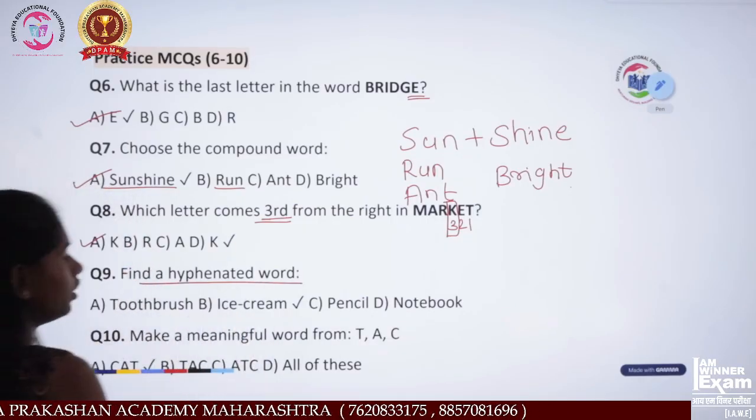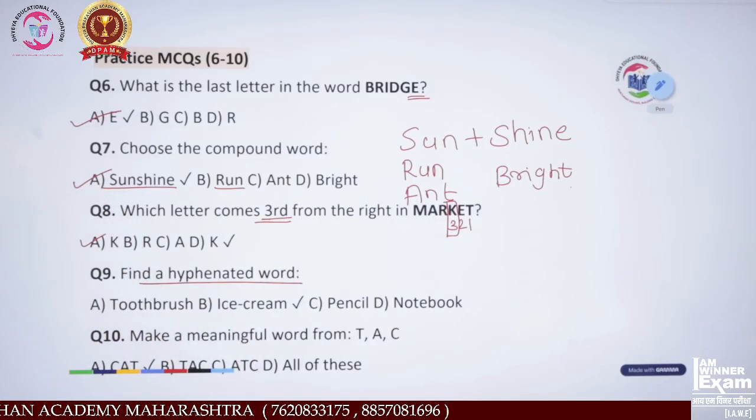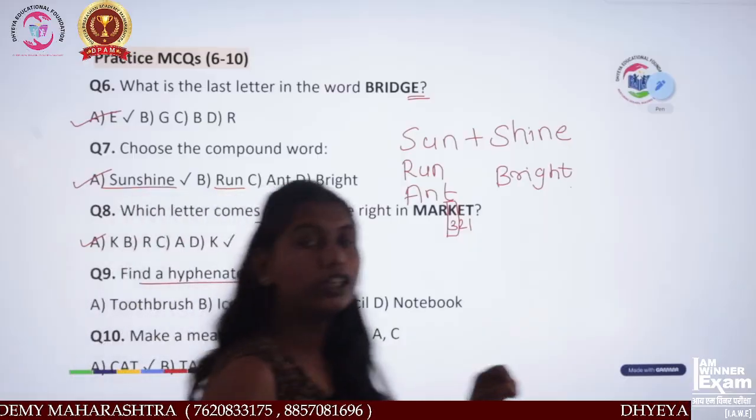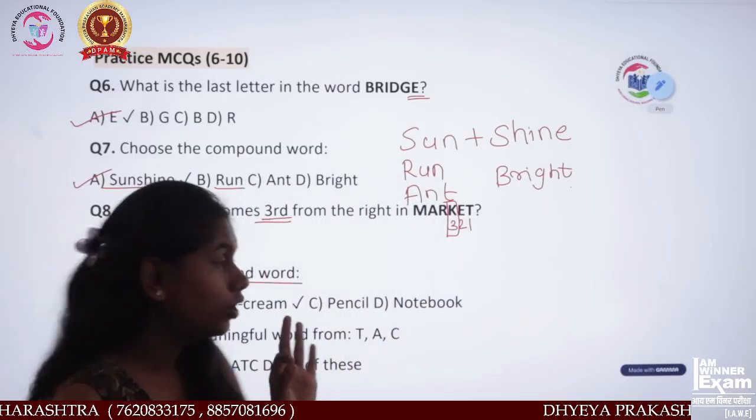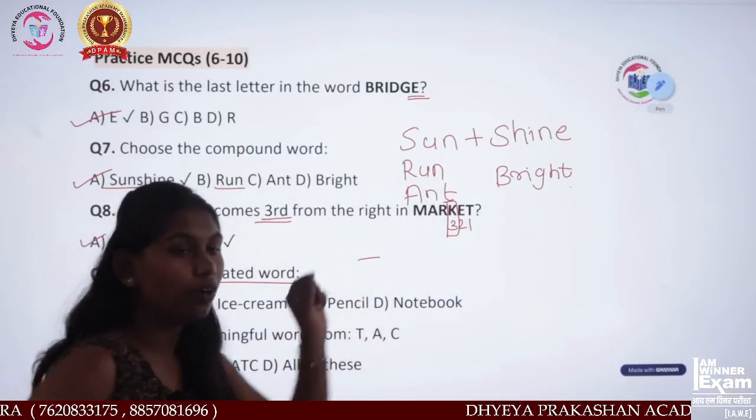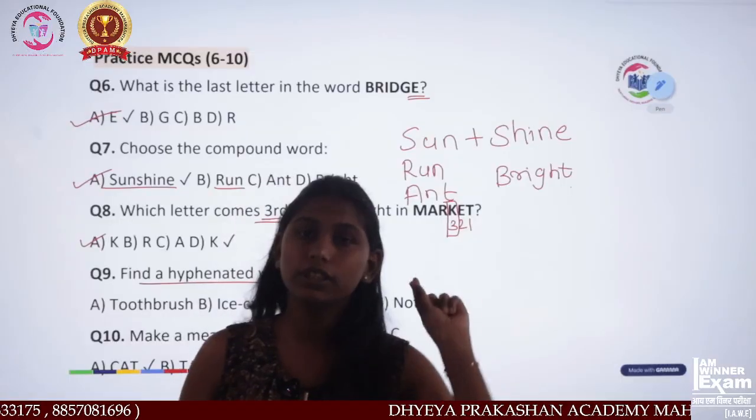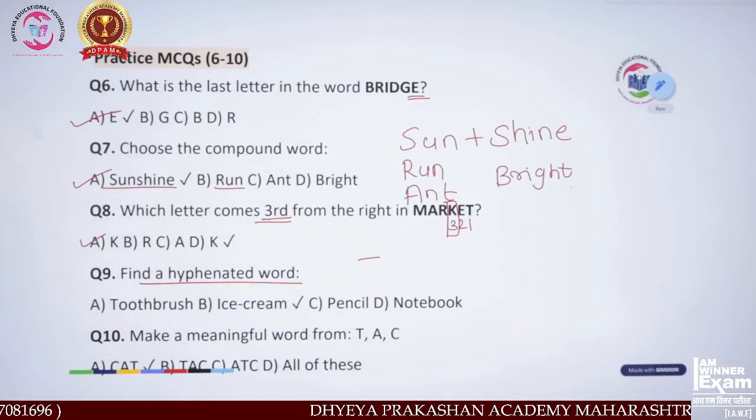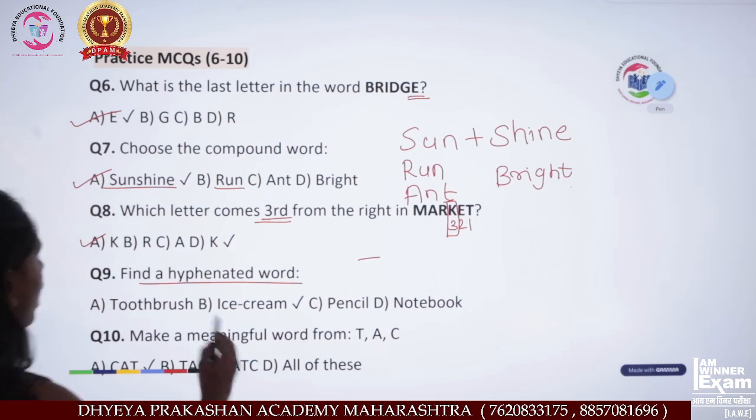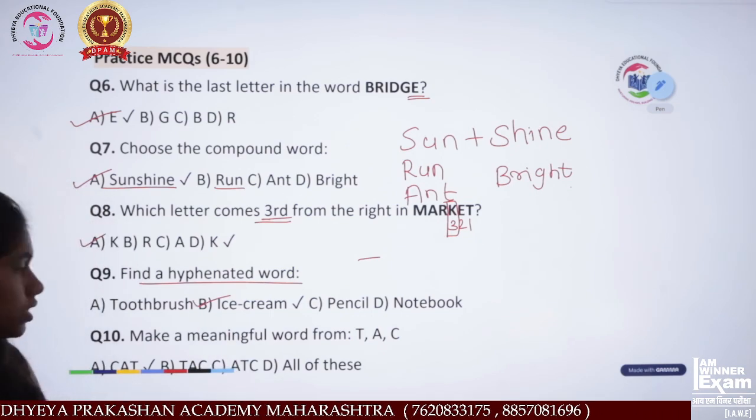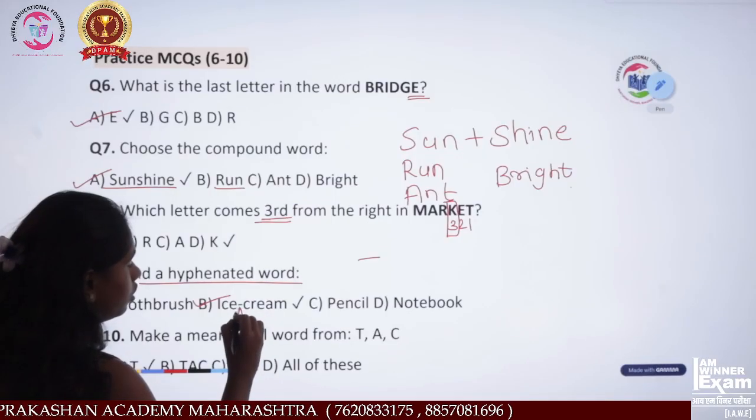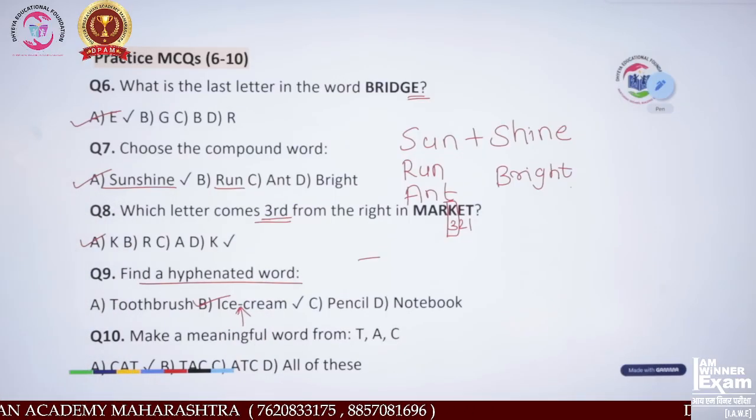Then next, find the hyphenated word. Now what is meant by hyphenated or hyphen? That is a dash. A word which has a dash in it is known as a hyphenated word. So let's find now where is the hyphenated word. Here, ice cream, which is B, has a dash in the middle.